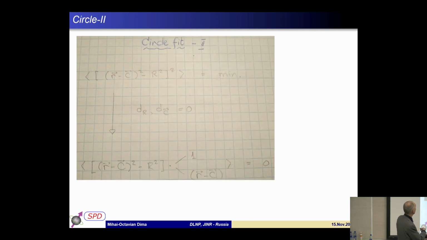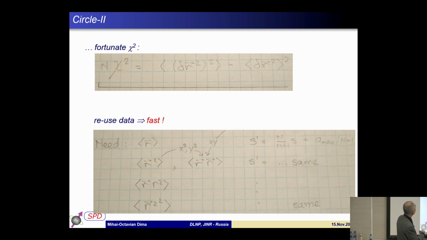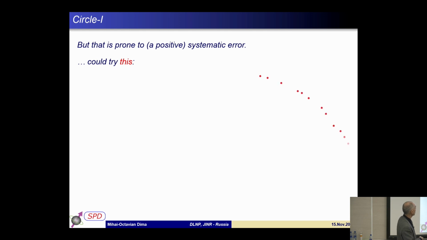For the circle fit, there are two methods. I will not go over them. This one has a nice chi-squared in closed form, so the advantage is that you do not do the fit, you just do the chi-squared calculation and check for points that satisfy.